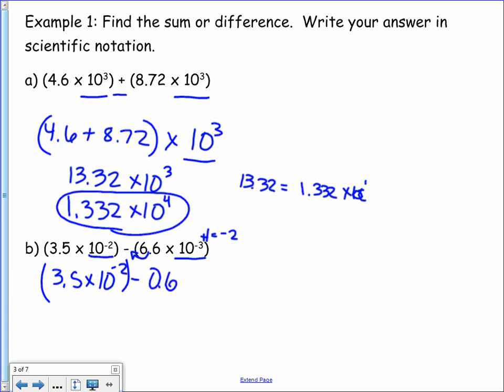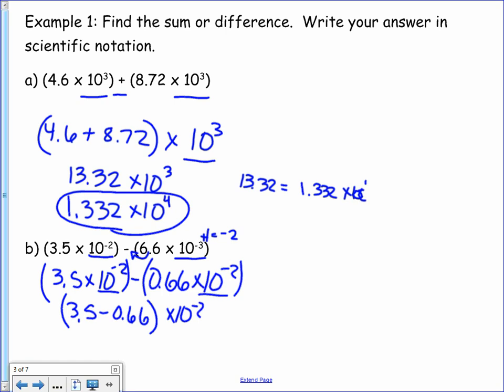So I have 0.66 times 10 to the negative 2. Now I have the same powers of 10, so I subtract the factors. 3.5 minus 0.66 is going to equal 2.84. And I keep the same power of 10, times 10 to the negative 2, and that is greater than 1, less than 10, so it is in scientific notation already.